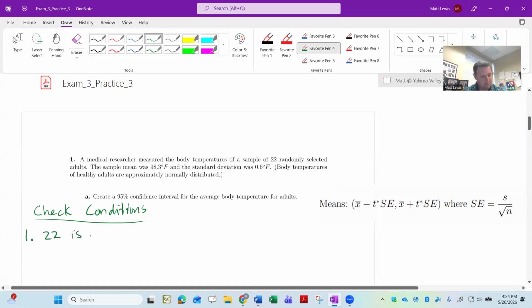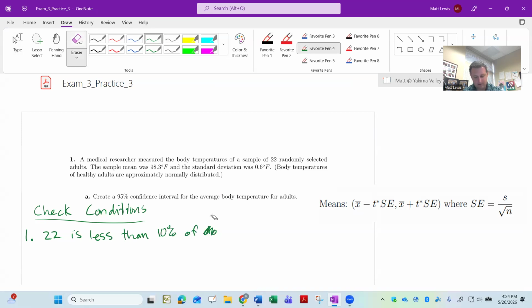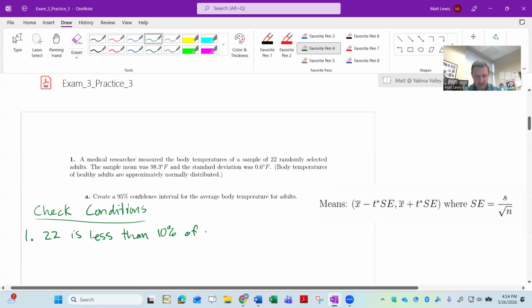And here that's an obvious one because definitely 22 people is less than 10% of adults. That's not going to be a problem. So that condition easily checks out.